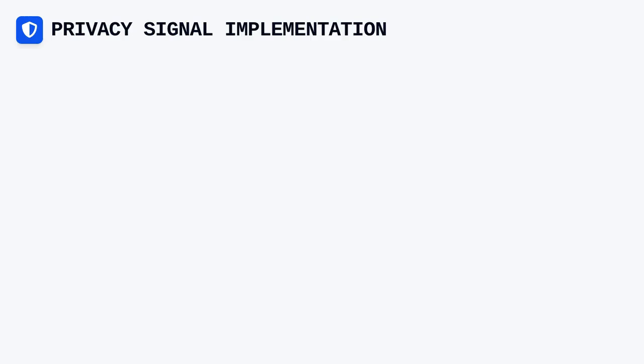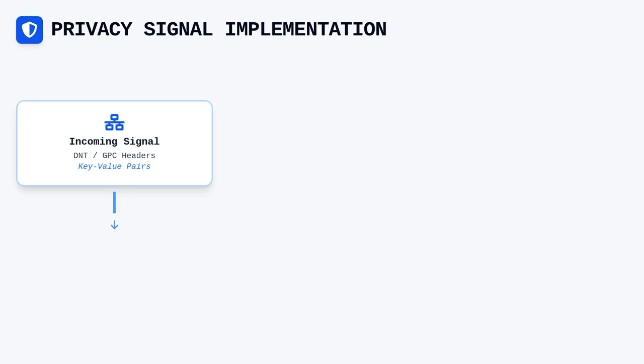While modern protocols like global privacy control have replaced much of the original Do Not Track initiative, the technical implementation patterns remain conceptually similar. The DNT header, expressed as a simple key-value pair, requires your application to evaluate the visitor's intent while simultaneously balancing it against local regulatory requirements.